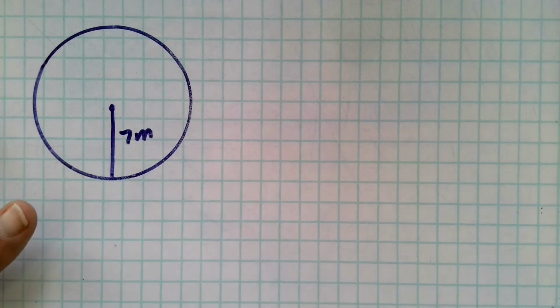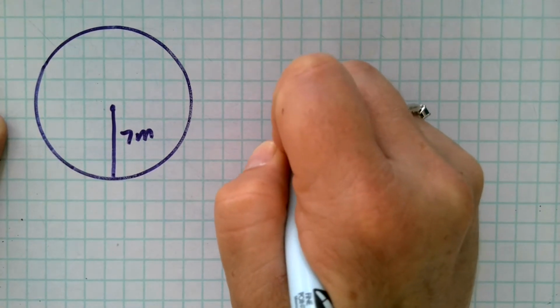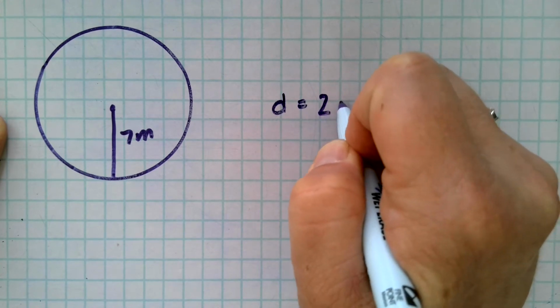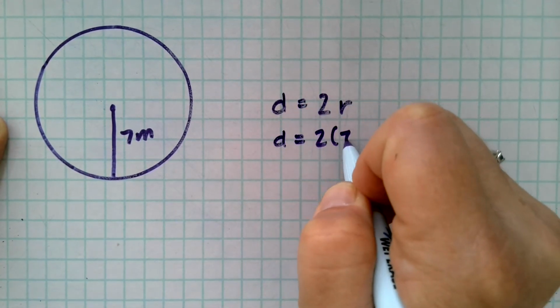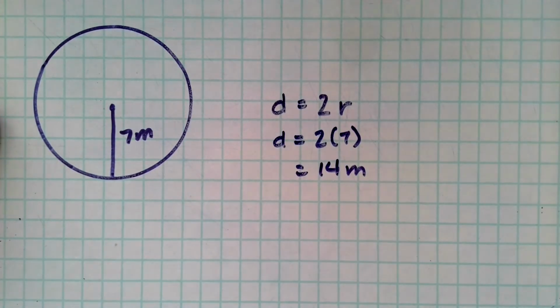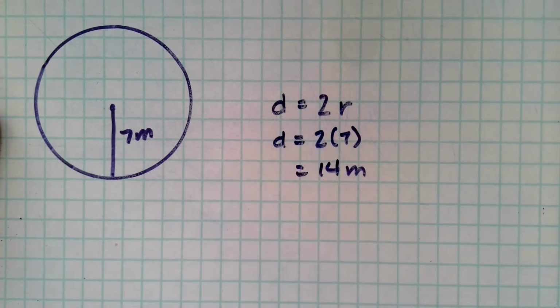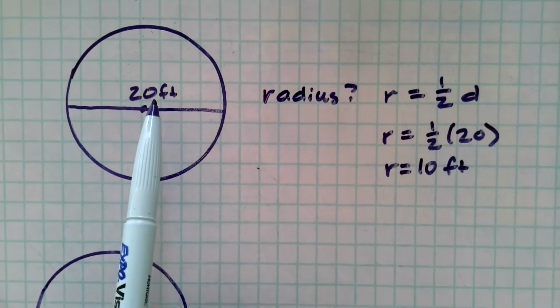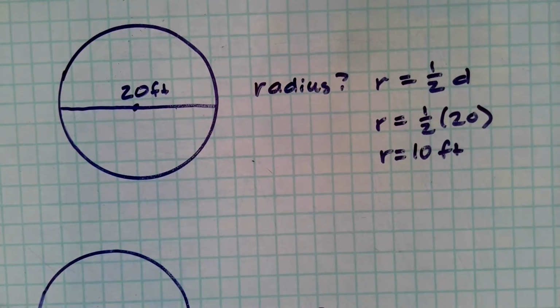Okay, next one. Okay, here we have a circle and the radius is 7 meters. Find the diameter. Well, if you're thinking the diameter is 2 times the radius, you are correct. So we would say the diameter is 2 times 7, which equals 14 meters. So you just have to double it if you've got the radius and you want to find the diameter. Or if you know the diameter and you want to find the radius, you just chop it in half.